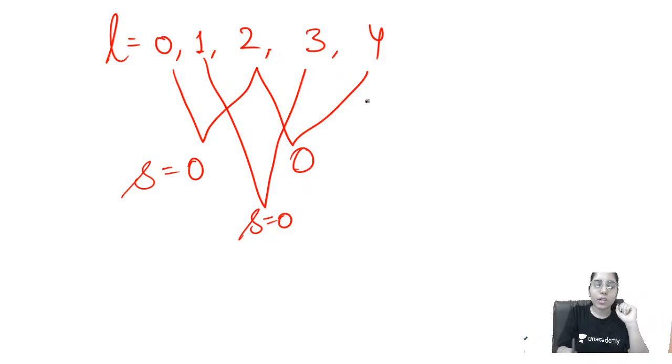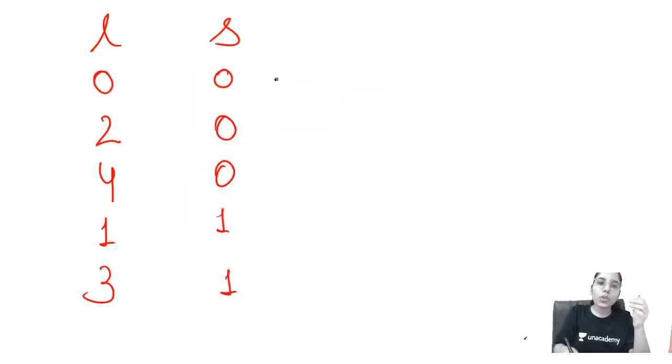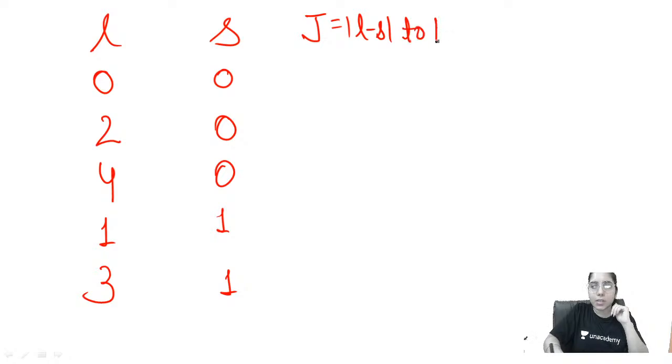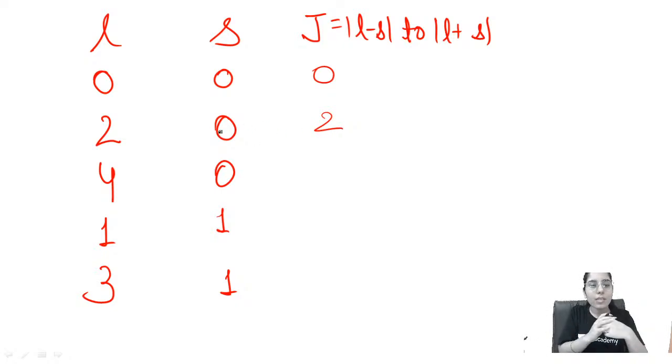We have considered it. Another thing, the next step is that we have to find the value of J. J is going to be equal to L minus S to L plus S. What we mean by this, we just need to calculate it. 0 minus 0 to 0 plus 0, that's 0. 2 plus 0 to 2 minus 0, and whatever you add to or subtract from 0, you will get the same term. And that's the mod there.